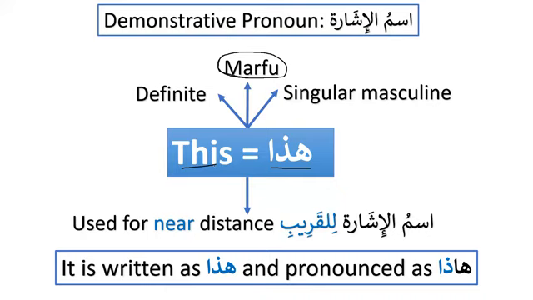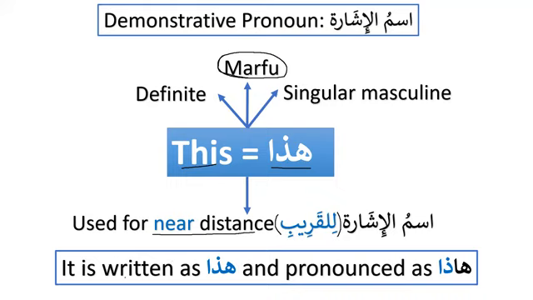So hada means this, number one. It is a definite noun, it is masculine, it is singular, and it is marfu'. Okay, what does it mean? Why do we use it? It is used for near distance. Ismul ishara lil qarib. So something that is near, we use this. Like in English, we say this, something that is qarib. So it is used for near distance.